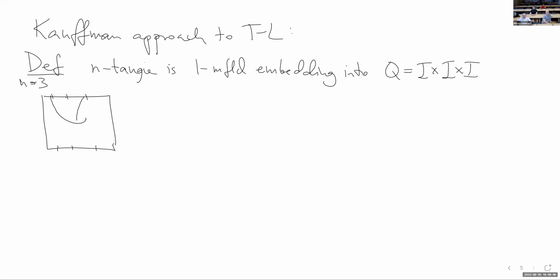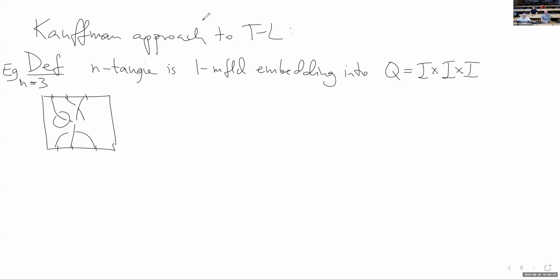But you say n-tangle, so where is n on the right-hand side? You have a one-manifold embedding into Q. It's number 3 in this example. So why don't you just write Q is equal to I to the power n? Oh, no, Q is always three-dimensional. This manifold which is embedded is always one-dimensional, and n is the number of these beginning points, on top and bottom.